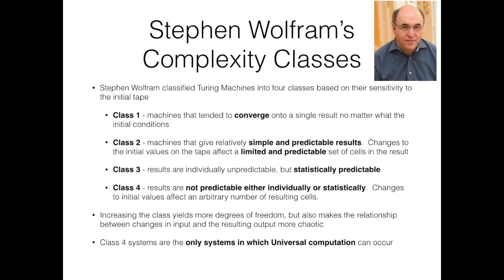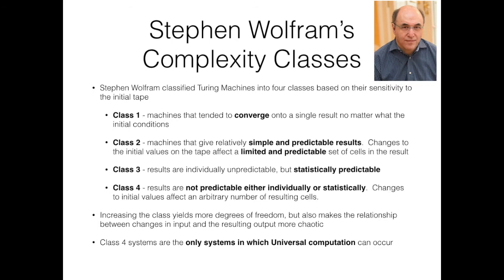So as we go up in class, we get more and more degrees of freedom, but we also make the relationship between the input and the output more difficult. At the very beginning, it's very predictable. Class 1 and class 2, it's very predictable how the changes in the input are going to affect the output. Class 3, it's a little bit more difficult, but we can at least know it statistically. Class 4, there is no calculatable way to go from changes in inputs to changes in outputs.